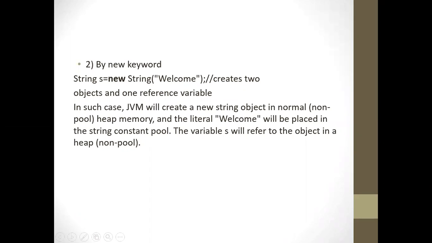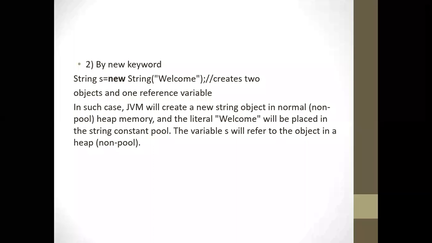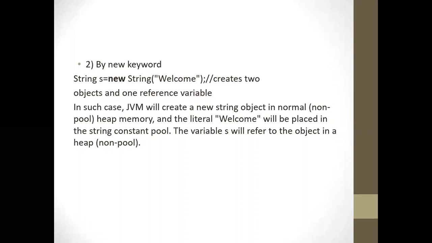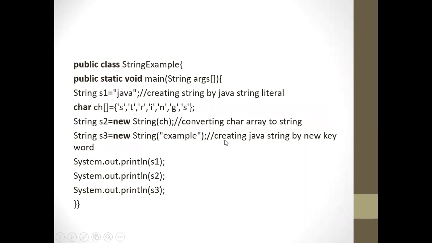And the literal "welcome" will be placed in the string constant pool. So variable s will refer to the object in the heap, that is a non-pool element. That's why we are saying that we create two objects. One is in the normal heap memory area, and the literal "welcome" is placed in the string constant pool. So two objects and one reference variable are created. In our case, the reference variable is s. Clear?